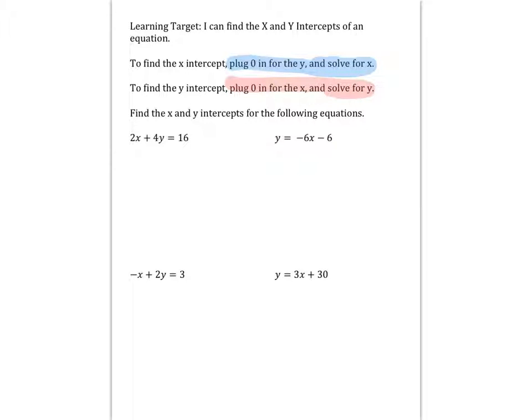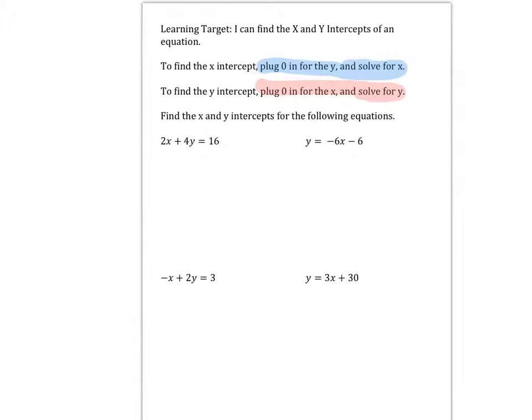So what we want to do to find a certain intercept is plug in 0 for the opposite variable and then solve for the variable we initially wanted to find the intercept for. So let's take a look at a few examples and we'll find the x and y intercepts of the following equations. Okay, so let's take a look here at this first example.